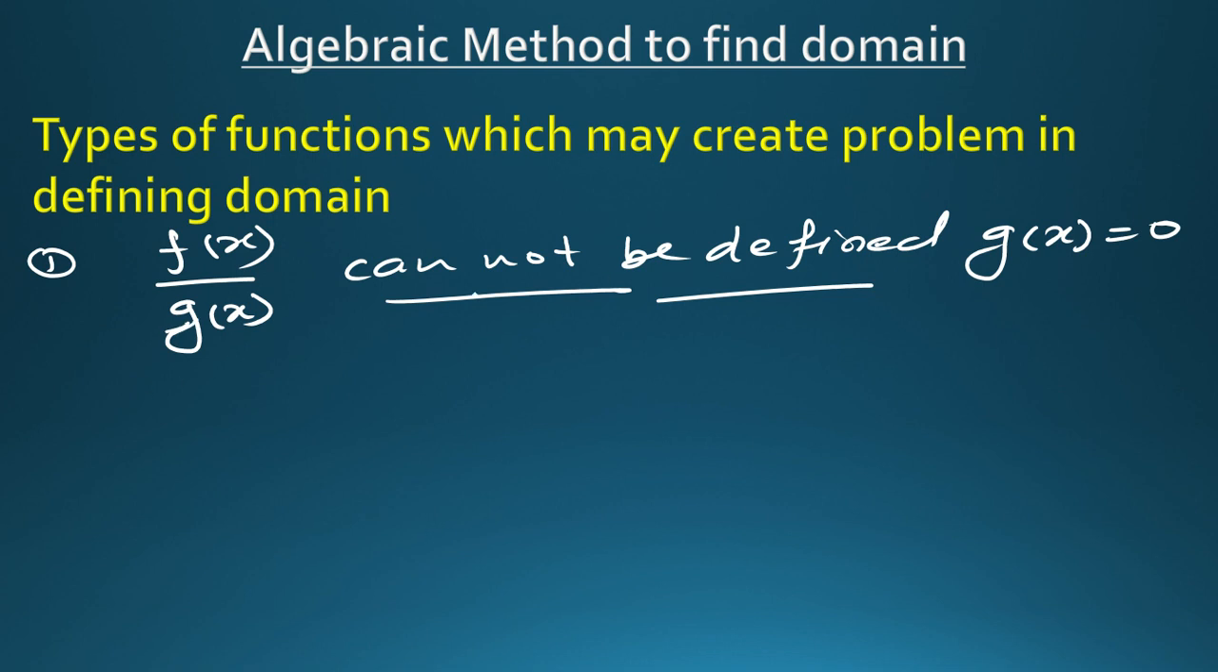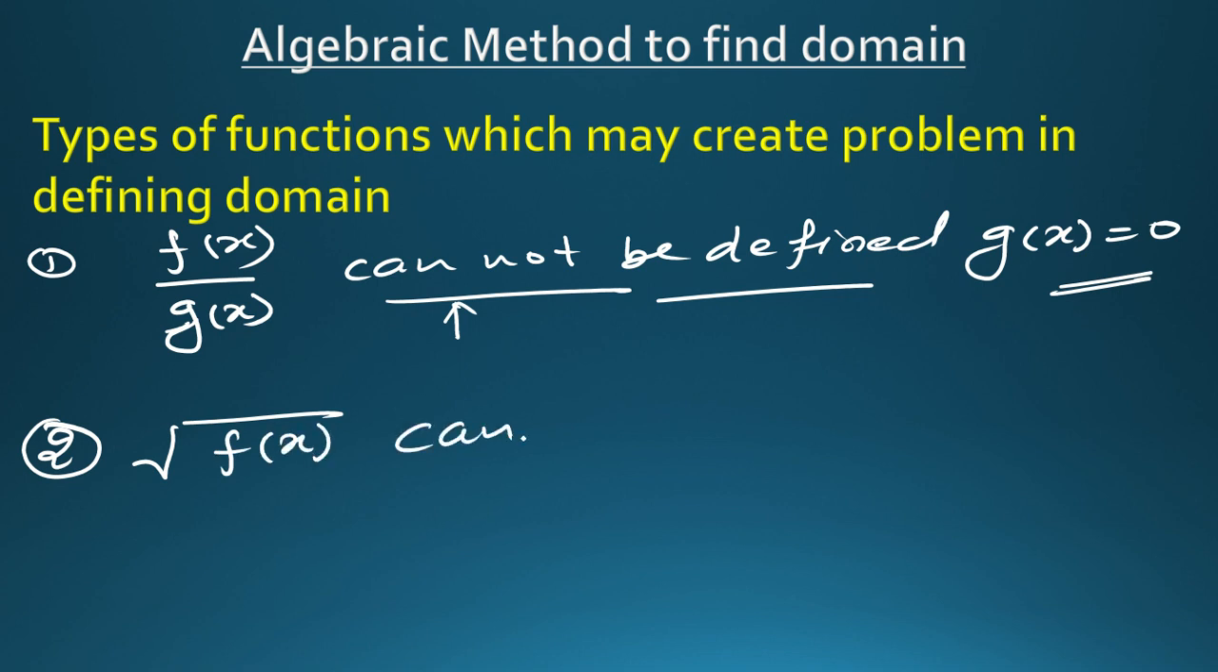Okay. So, see here I have written cannot be defined, so that's what I have written, equal to 0. So, we'll solve the questions accordingly. And the second type of function which will create a problem will be square root of f(x). Okay. So, square root of f(x) cannot be real if f(x) is negative.